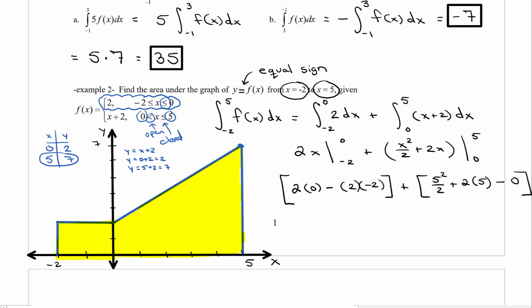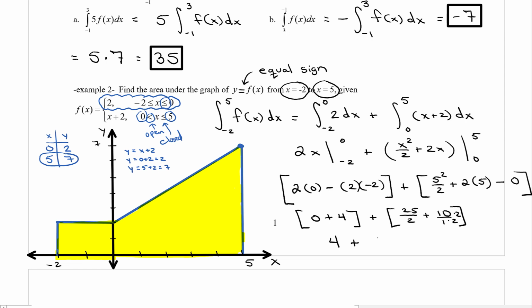Open up a new square bracket for a new line here. 0 plus 4, close the square bracket, plus, open up a square bracket, 25 divided by 2 plus 10, close the square bracket. I'm going to write 1 under the 10 and multiply by 2 to the numerator and denominator to get a common denominator for that.